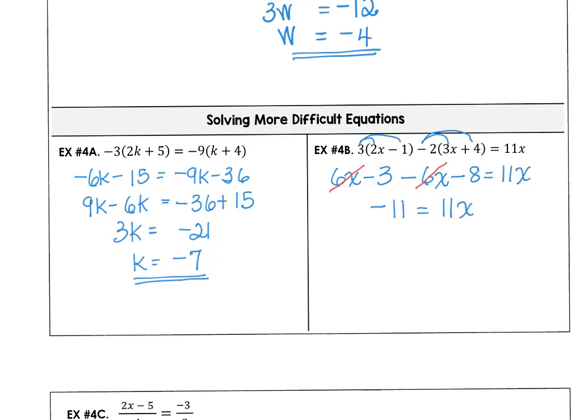And here's where we can use that property, the symmetric property. If you like to keep the variable on the left, using the symmetric property, we could just rewrite that and divide both sides by 11. Then x is going to be -1.